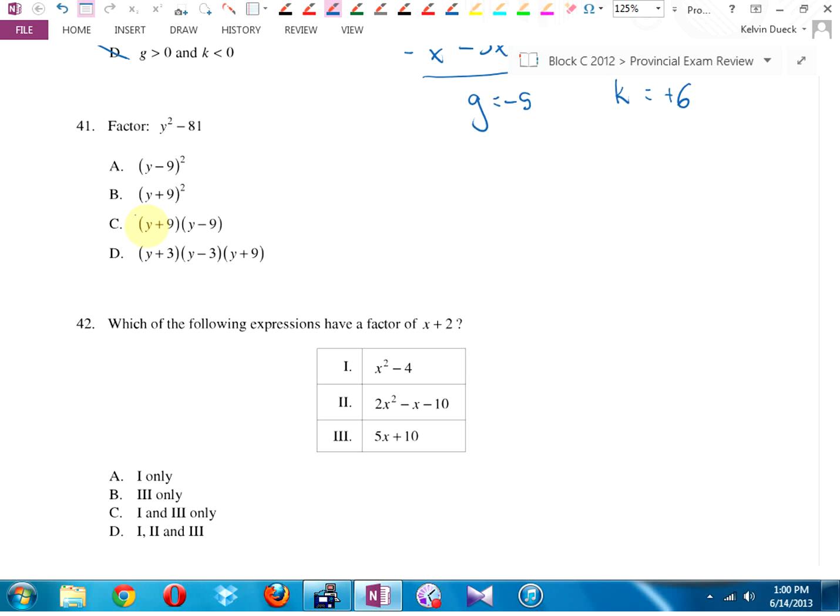What's the correct answer? A or B or C or D? C. D? D would give you a y cubed. C. y minus 9, y plus 9.